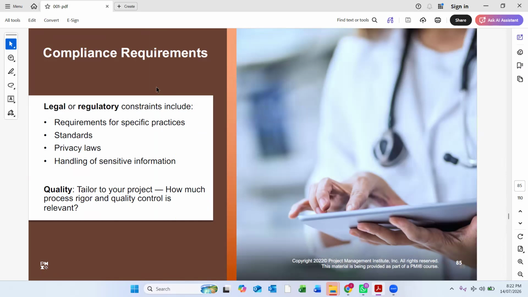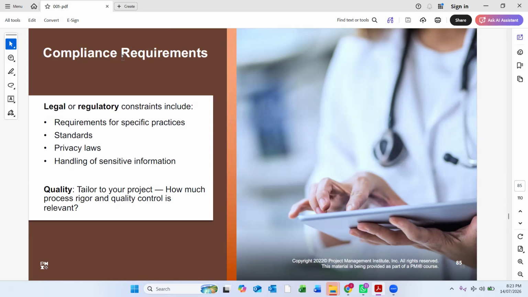You know, the project information should not be released. There should not be sensitive information leakage. The privacy laws should be there, and the standards should be maintained. What is the requirement of specific practices? Let's say, for example, if you are concreting, you should have some specific temperature to pour the concrete. So that specific temperature should be maintained. I'm just giving you one example. But for those practices, there should be some standards.